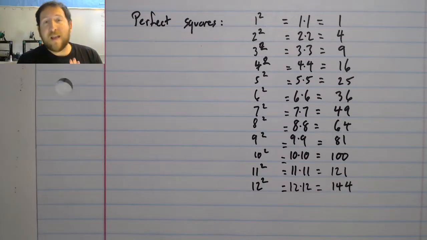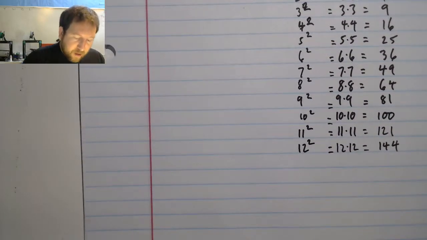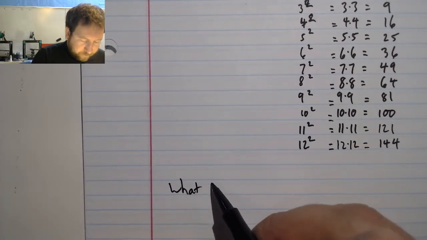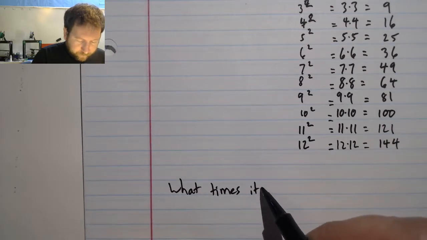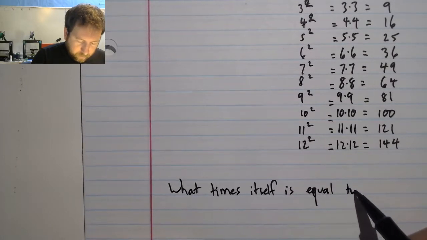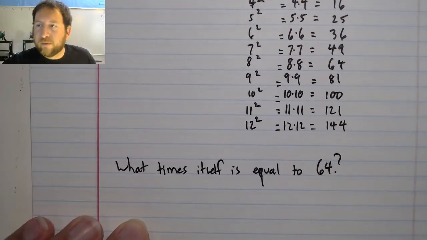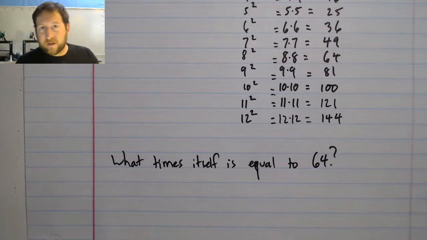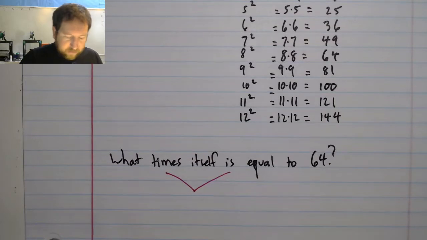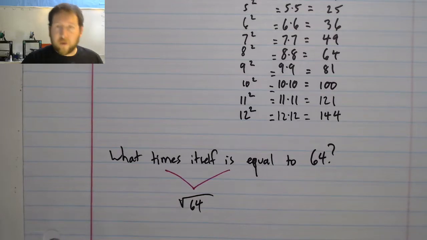Now, what I can ask, though, is I can go backwards from squaring, and I can unsquare something. And I could say, what times itself is equal to 64? Now, the problem with this is it's very wordy, and we wouldn't really fit this in an equation. So instead of that, we can condense this down into this symbol. 64. We say this as square root of 64.